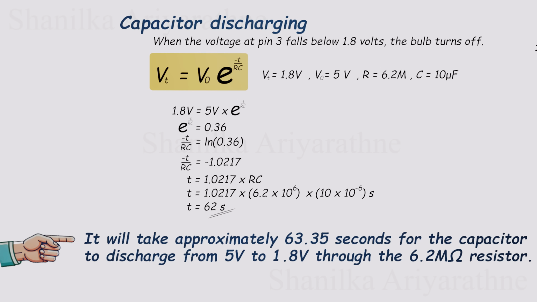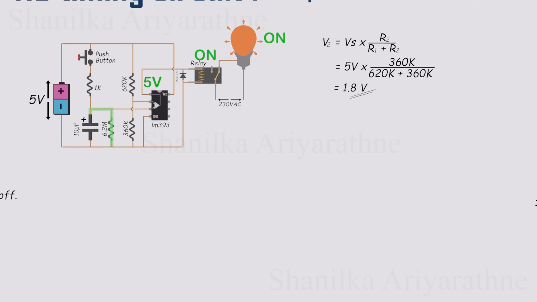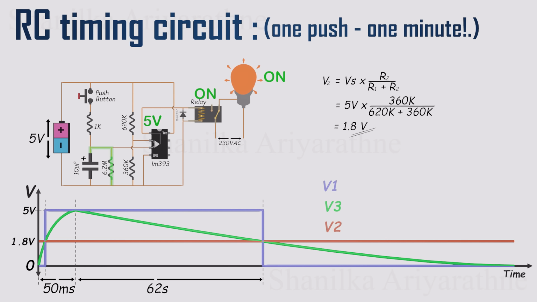We can show the voltages V1, V2, and V3 on a graph like this. When the button is pressed, you can see that V3 jumps up to about 5 volts within just 50 milliseconds. If you look closely, you'll notice that V3 actually crosses over V2 almost immediately, even before it fully reaches 5 volts. So the relay turns on as soon as the button is pressed.